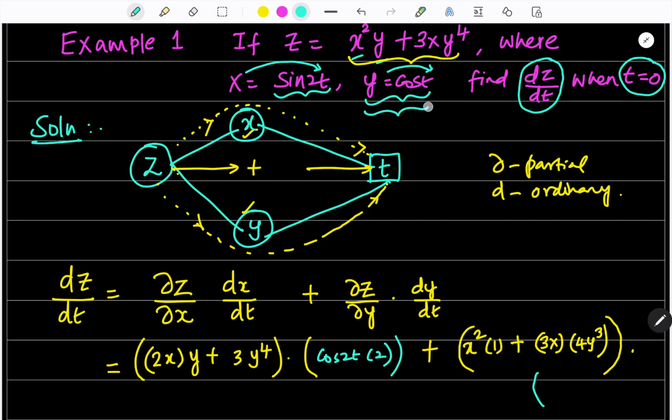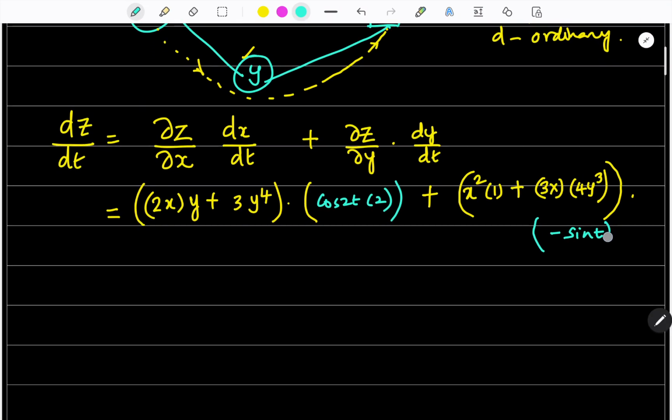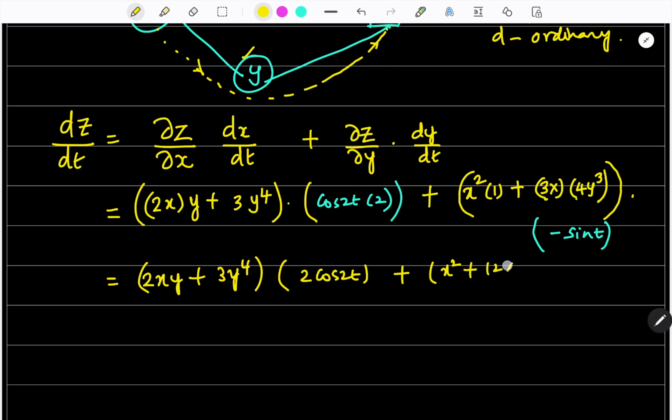So this is your y. You are going to differentiate with respect to t. Cosine t derivative is minus sine t. Okay, derivative is finished. Now we are going to simplify this. This equals 2xy plus 3y power 4 times 2 cosine 2t, right? And then plus x square plus 3 times 4 is 12xy cube, right? And times minus sine t.